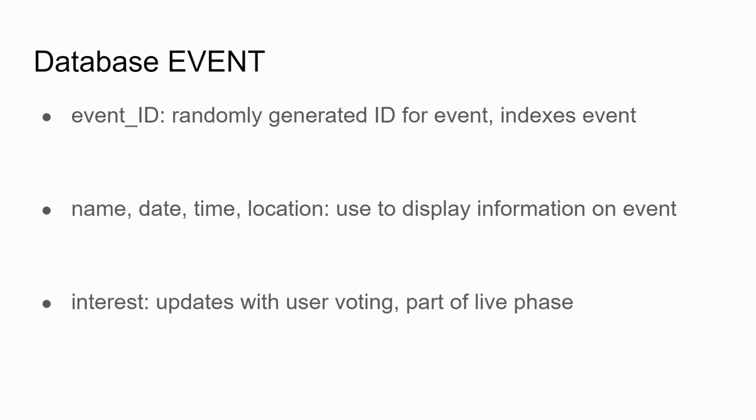The app calls an event by its ID. From there, it uses date and time to organize events in the app's main hub. The location attribute is used in the map feature of the app. Finally, interest measures how many people are interested in an event through user voting. This is the only attribute in the event table that will be consistently updated during the second phase of the app, the live phase.